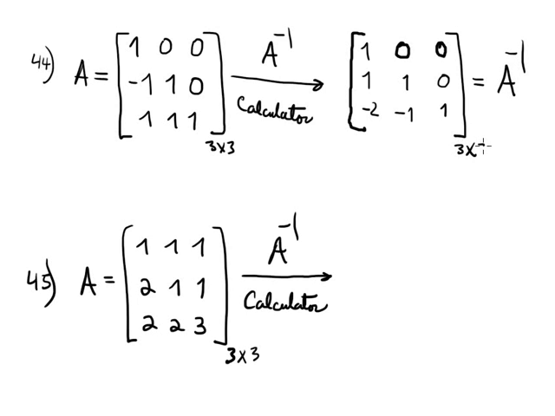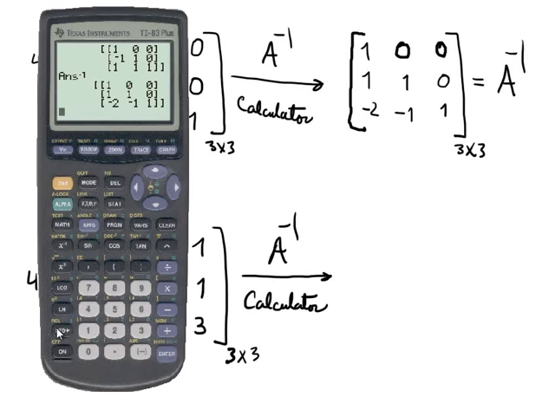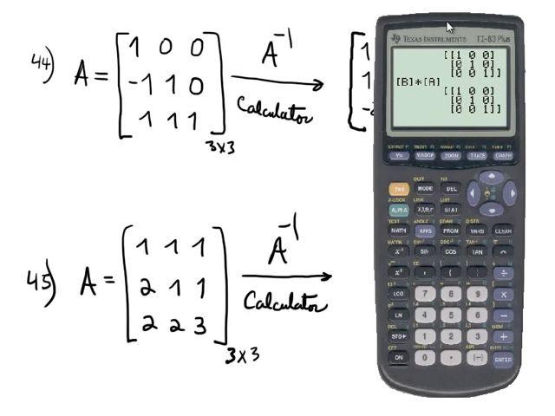I do the multiplication. I store this matrix in B and multiply A times B and B times A. A times B gives the identity matrix of dimension 3, and B times A again gives the identity matrix of dimension 3. Perfect. Confirmation. Now let's go to the second example, 45.